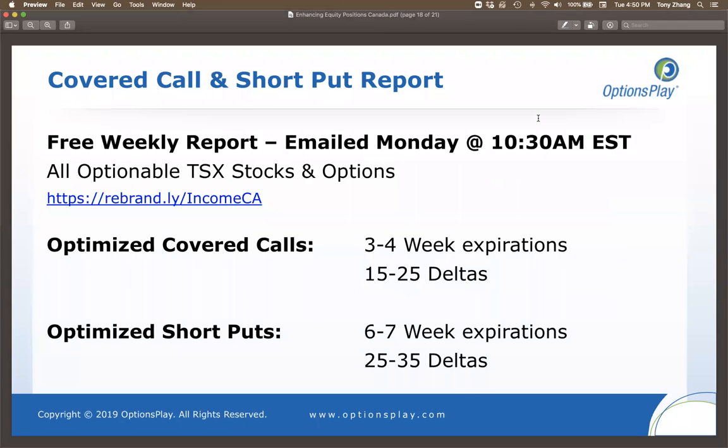And what I want to do is show you two things. I want to show you the free covered call reports that we send out to everyone on Monday mornings. For those of you that are subscribers, you are probably already on the mailing list to receive this every Monday morning. It goes out at 10:30 a.m. Eastern. What we do is we scan for all optionable stocks and options, and we generate two reports, an optimized covered call report and an optimized short put report based on exactly what we just taught you here today.